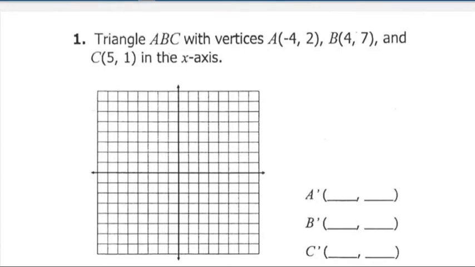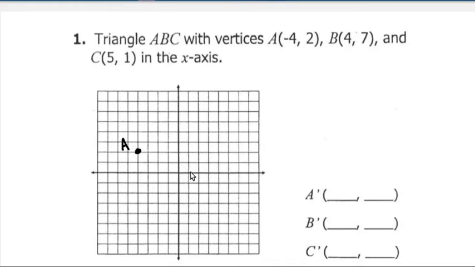Now, one thing that's important is we're going to have to label these points. Okay, so let's start with A. A is -4, 2. So I go backwards 4, up 2. It's very important that you plot the points correctly. If the points are plotted incorrectly, your answer is going to be completely wrong. So be careful to plot correctly.